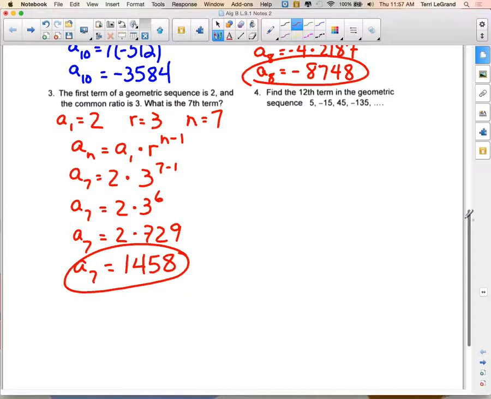Okay, go ahead. Do number 4. You must identify a sub 1. They didn't give it to you. You must identify R. No, they didn't give it to you. Identify N. They kind of gave it to you. So write those down first before you even start subbing into your formula.